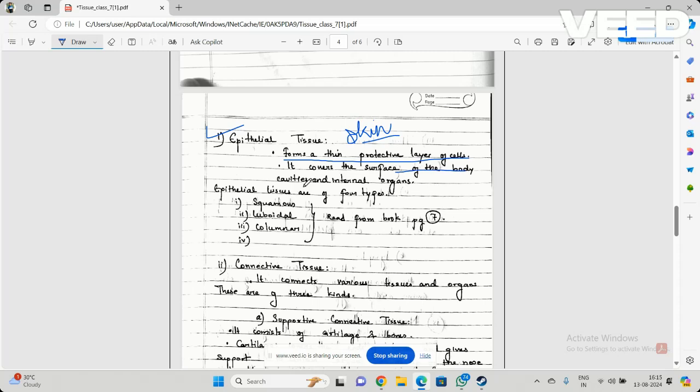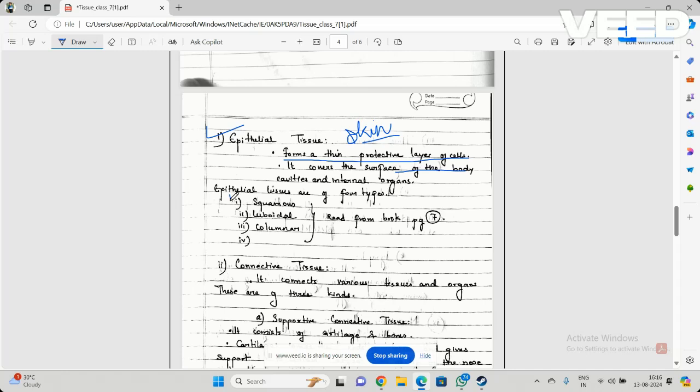And cavities of internal organs. So it covers the surface of the body, the cavities and internal organs. Body cavities means the spaces in our bodies or in the internal organs. So epithelial tissue is mainly composed of the skin. Epithelial tissue has types.